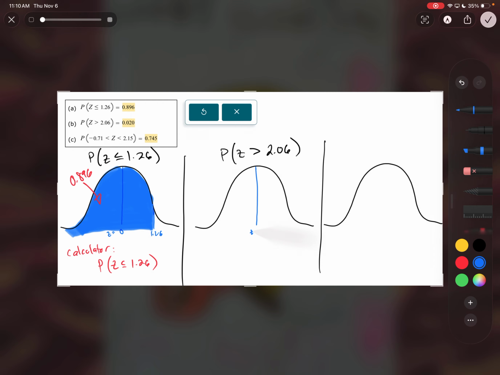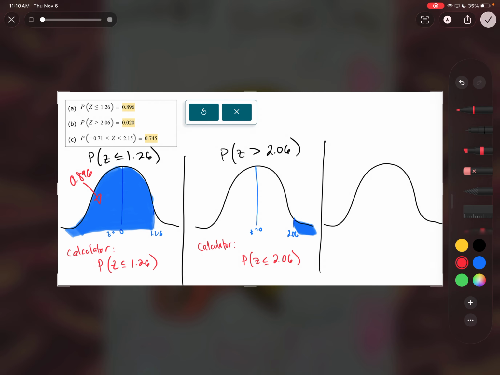On this one, again, same idea. You can think about Z equals 0 being in the middle. I want 2.06. That would be over here. And this time I want greater than. So I want the area over here. So it's going to be a very, very small amount, right? Okay. In the calculator, I cannot flip the sign. All I can do in the calculator is find less than or equal to 2.06.